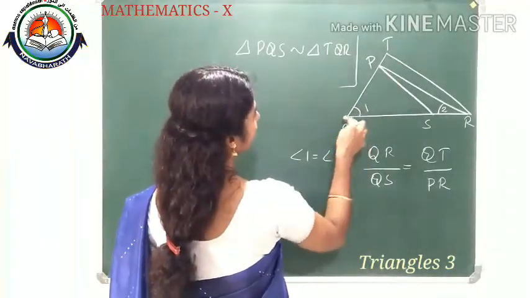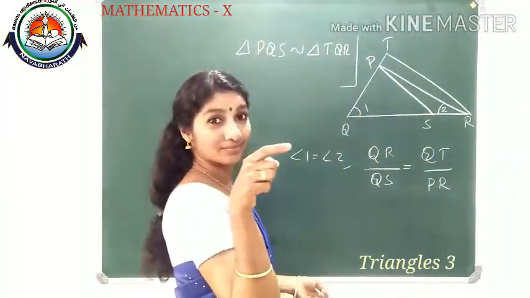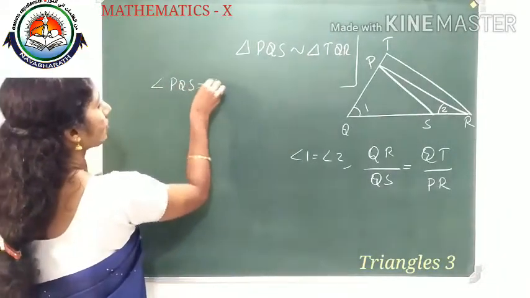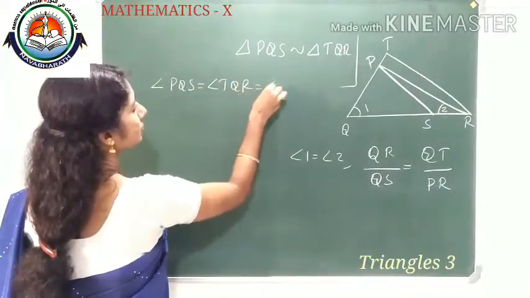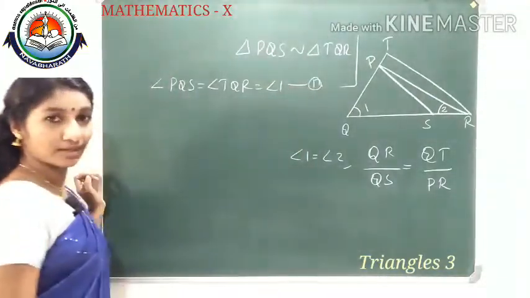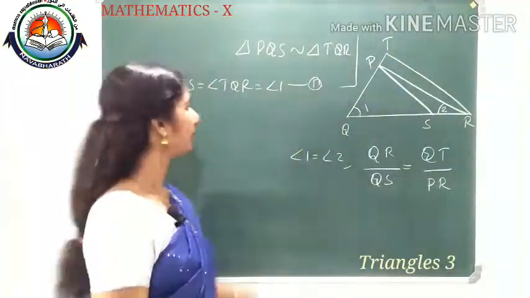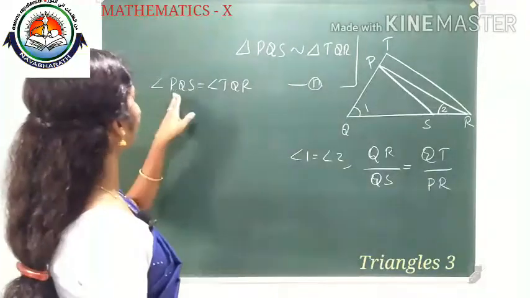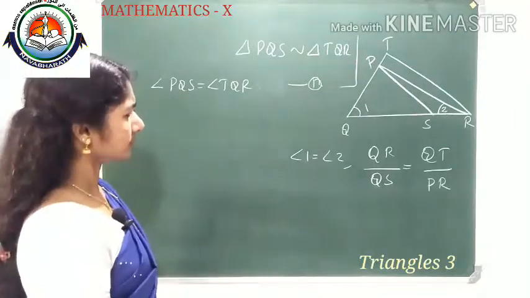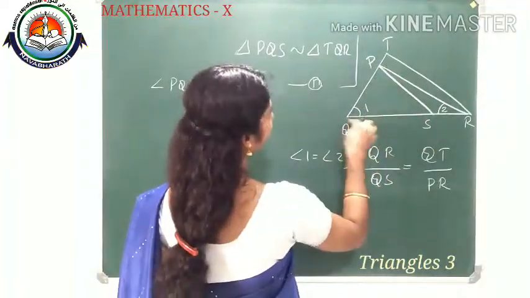PQS and TQR. See, TQR is here, PQS is here. So, one angle is common to them. Of course, you can write angle PQS is equal to angle TQR is equal to angle 1. Equation number 1. How are they equal? Since both are the same angle, the common angle. Or without 1 you can write angle PQS equal to angle TQR, in brackets you can write common. Okay. Then we took PQS and TQR.